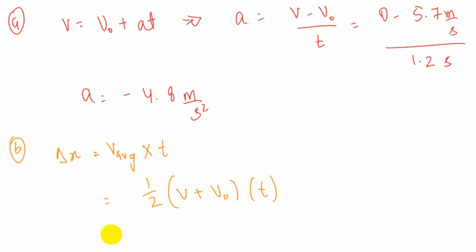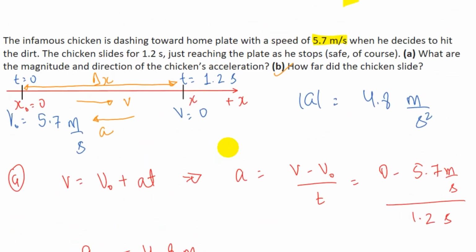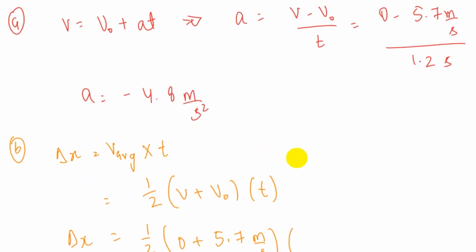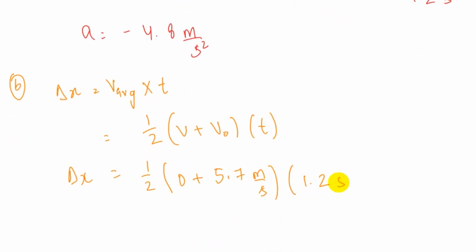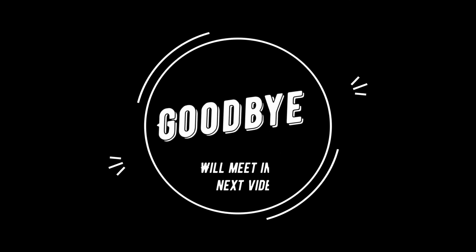Now we have all the values, we can plug them here to find delta x. So this would be equal to 1 over 2. Final velocity becomes 0. Initial velocity we have 5.7. So 5.7 meter per second, multiplied by the time, which is 1.2 seconds. So from here the value of delta x comes out to be 3.4 meter. So this is the distance traveled by the chicken before coming to rest.